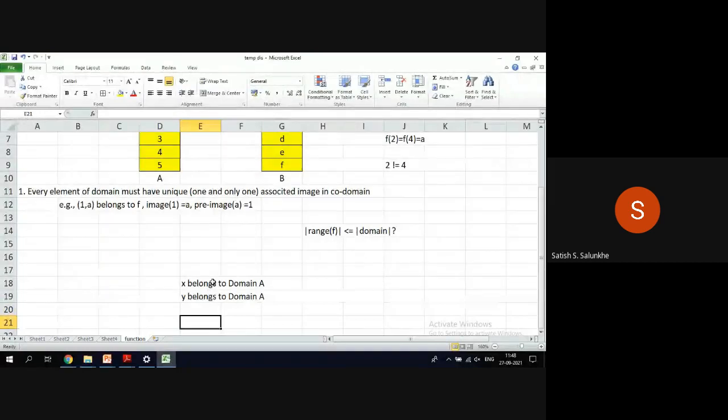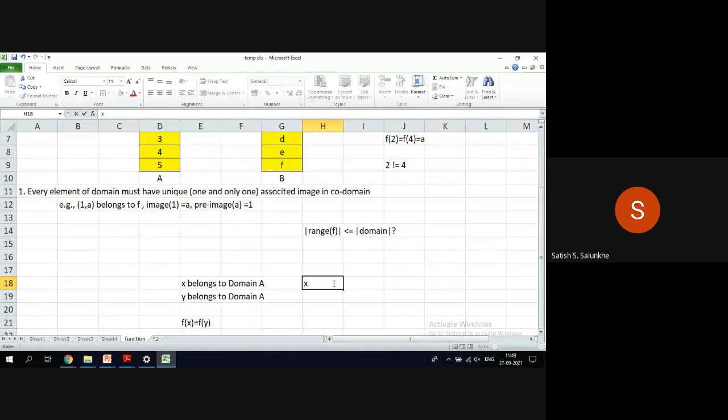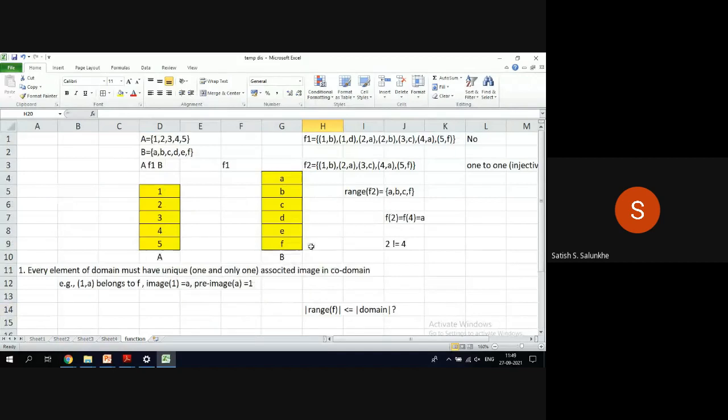So if you say you are having f of x that is equal to f of y, that means what? The image of x is, let us say, x dash, and image of y is, let us say, y dash in codomain. Even if your f of x is equal to f of y, if you do have something like here, f of 2 is a, f of 4 is also a.